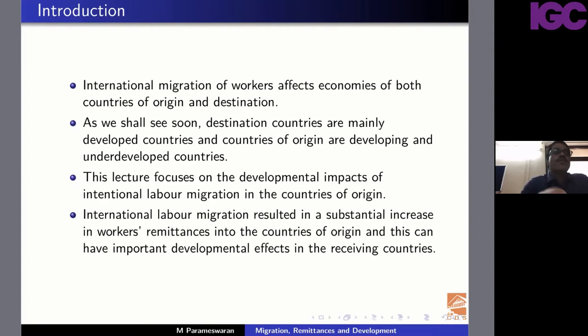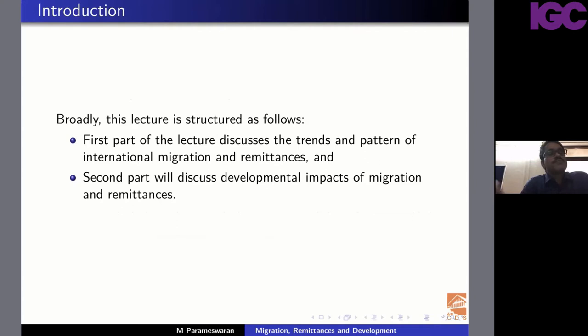This lecture is broadly structured as follows. In the first part, we discuss the trends and patterns of international migration and remittances. In the second part, we will discuss the developmental impacts of remittances. This first part gives you an idea about its importance in the current world. Now look at the numbers.